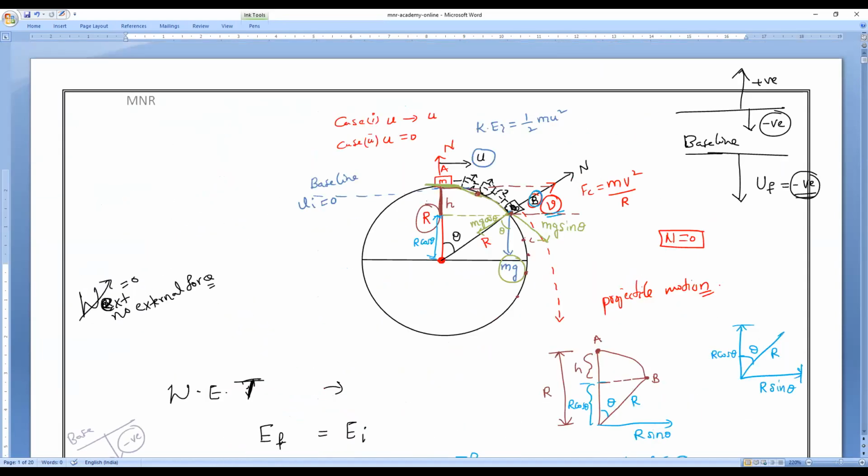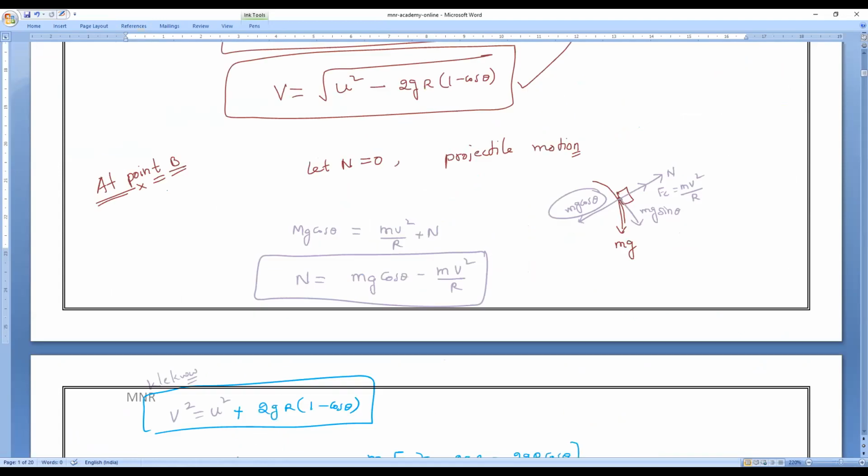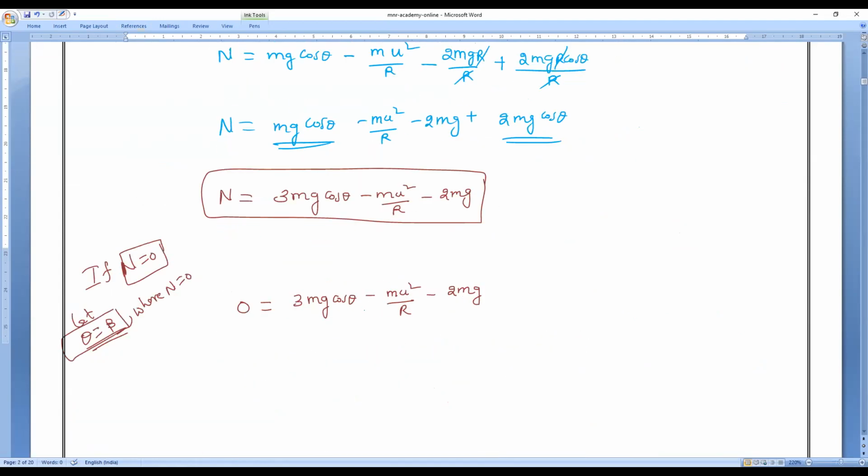So what is this angle? I am assuming theta equals some angle. What is that angle? Beta. So I'll replace it with that. So what will happen? 0 equals 3mg cos beta minus mv square by r minus 2mg. Both minus terms will come to this side and become plus: 3mg cos beta equals mv square by r plus 2mg.